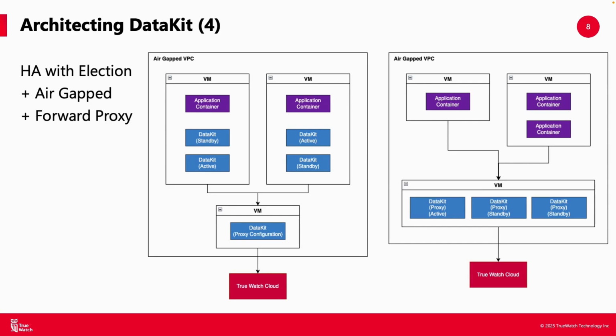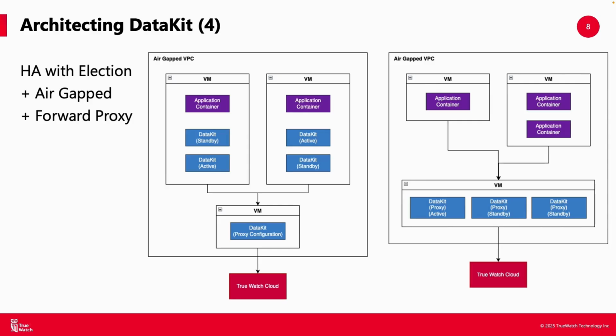provider. For production systems, you can run DataKit in high availability HA mode by enabling the election configuration. In this setup, multiple DataKit instances run across nodes, but only one, the leader, actively forwards the data. If that instance fails, another automatically takes over, ensuring continuity and preventing duplicate data.